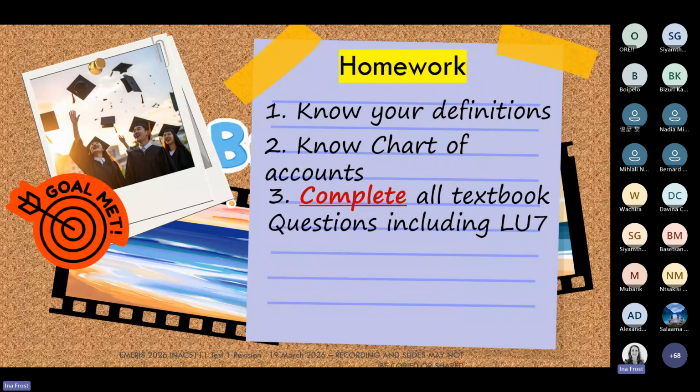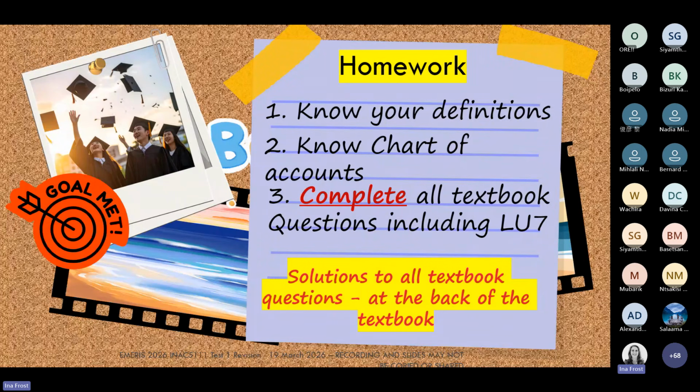Just to recap then, you're going to study your definitions. You're going to study that chart of accounts. You're going to complete all your Learning Unit 2 textbook examples and questions. And don't forget about those extra questions in Learning Unit number 7. And remember again, there are solutions to all the textbook questions at the back of your textbook.